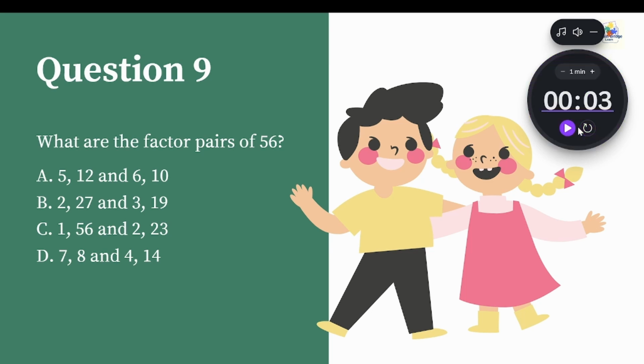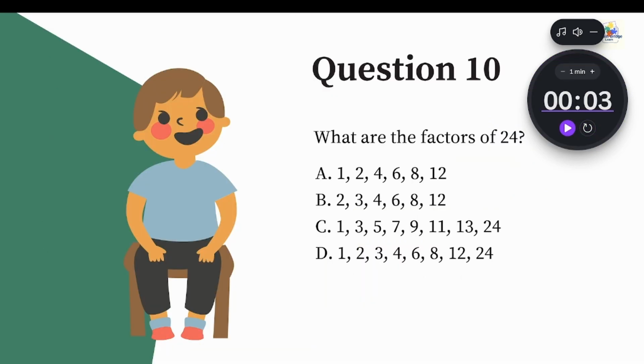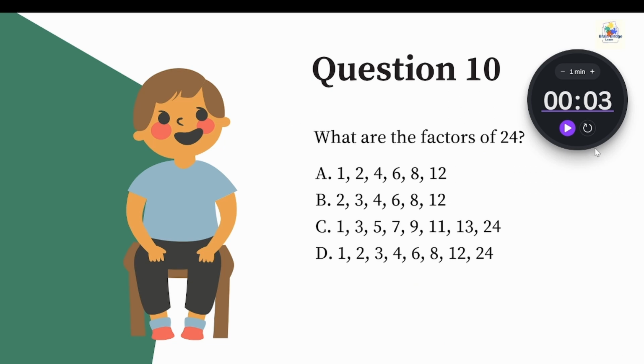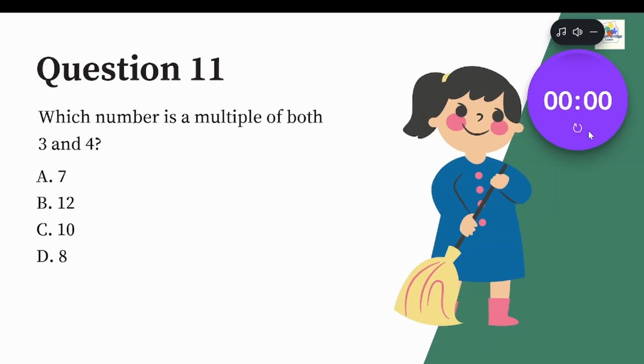Let's move to the next one. So question 10. What are the factors of 24? A. 1, 2, 4, 6, 8, 12. B. 2, 3, 4, 6, 8, 12. C. 1, 3, 5, 7, 9, 11, 13, 24. Or D. 1, 2, 3, 4, 6, 8, 12, 24. 3 seconds. This one also easy.